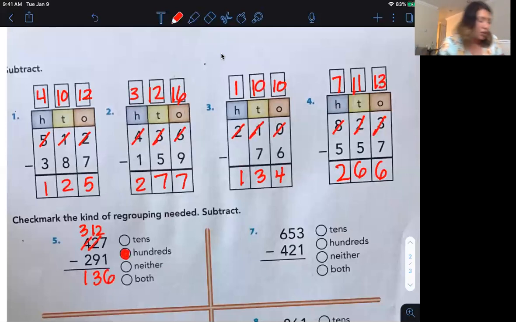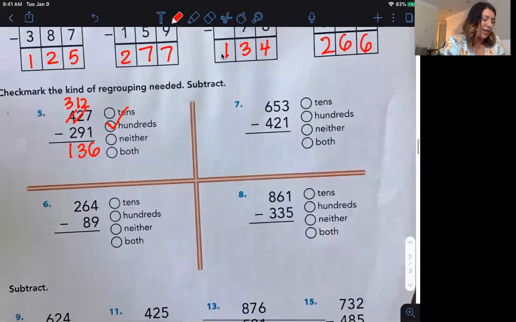hundreds. Okay, I'm not sure. It says, Miss Warner's not following directions again. It says check mark, and I went ahead and bubbled it in. So I'll check mark it. Got it? Okay, let's go down to number 6.